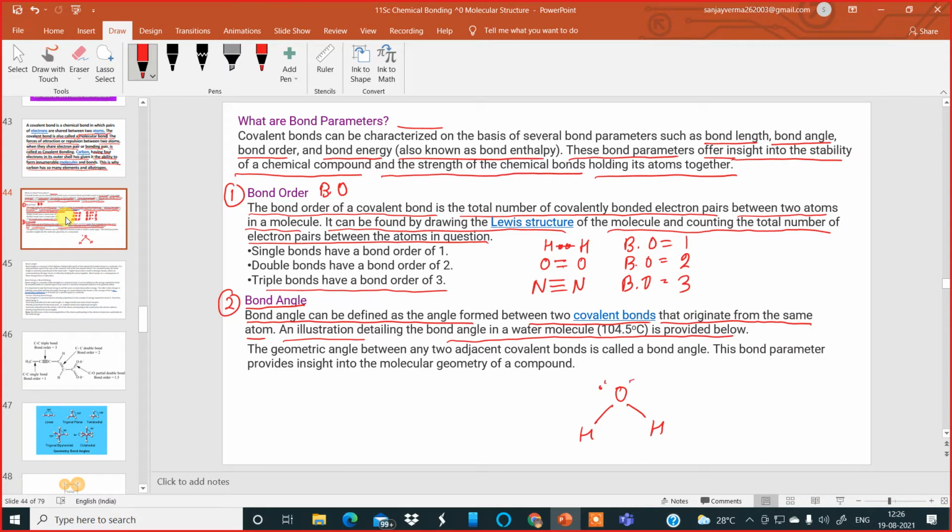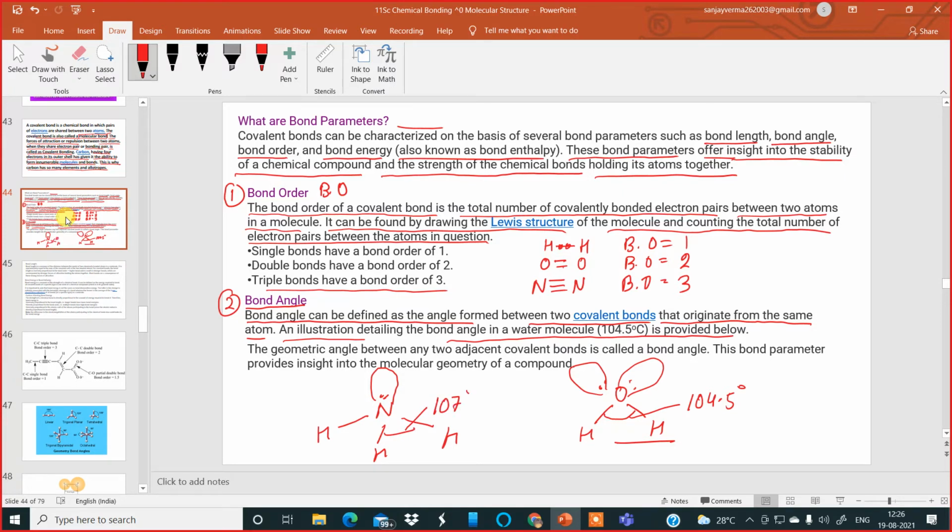There are two lone pairs like this, okay? Now, this angle is 104.5 degrees. Okay, that is the water molecule. If you look at the ammonia molecule, NH3, this is a lone pair. So in NH3, the bond angle becomes more. It becomes 107 degrees.